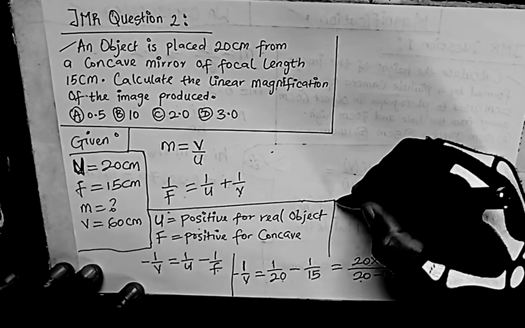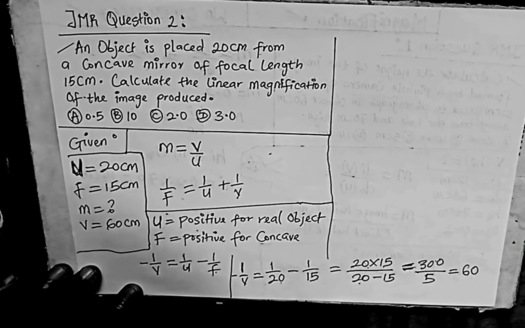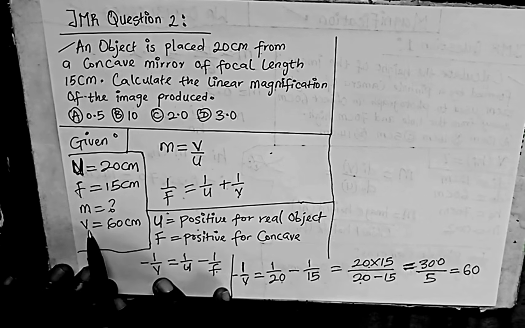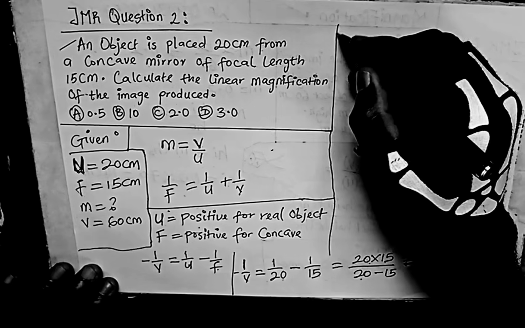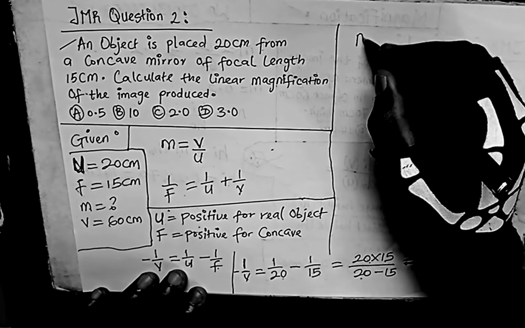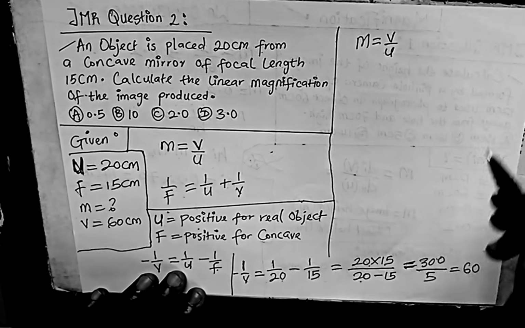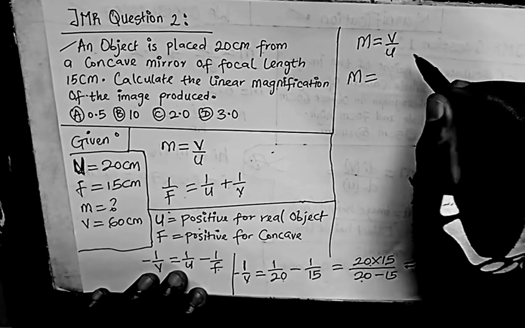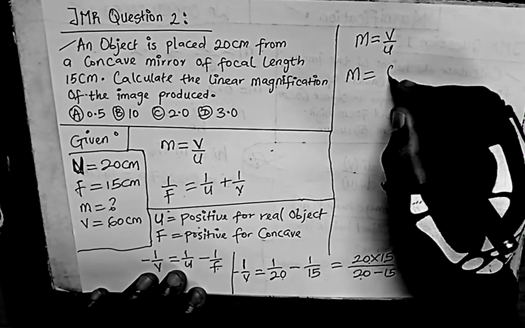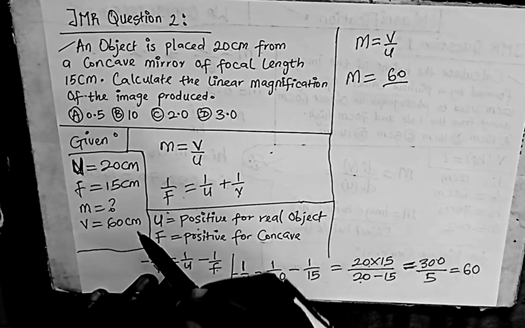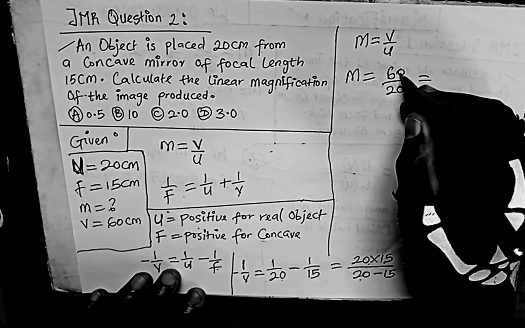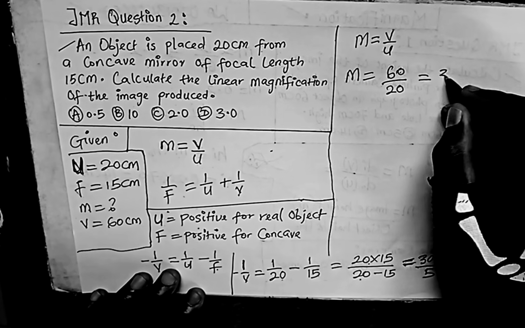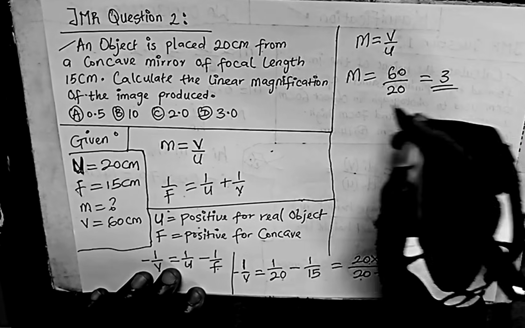So what do we do next? Remember what brought us into this one: because we didn't have V, we tried to find V. Now we apply the formula to get our magnification, pick our correct answer, and get out of this place. M is equal to V over U. We put V as 60 over U, which is 20. 60 divided by 20 gives us 3. So our magnification is equal to 3.